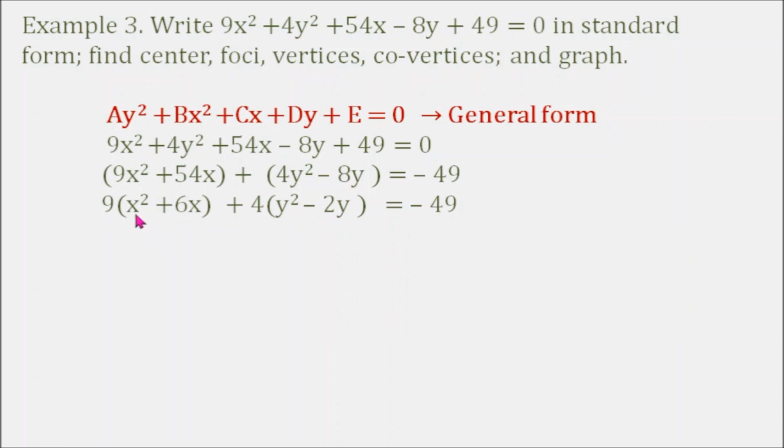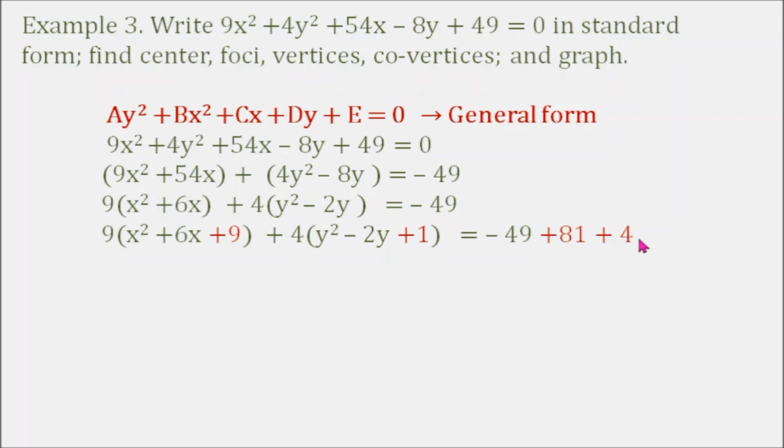Now we are going to complete the square. To complete the square for x squared plus 6x, we are going to find half of 6, which is 3, then square it, and that's 9. So that means we are going to add 9 here. Then for y squared minus 2y, 1/2 of negative 2 is negative 1. Negative 1 squared is 1, so that's why we added 1 here. Now 9 times 9 is 81, so we add 81 to the other side. And also 4 times 1 is 4, so we are also going to add 4 on the other side.